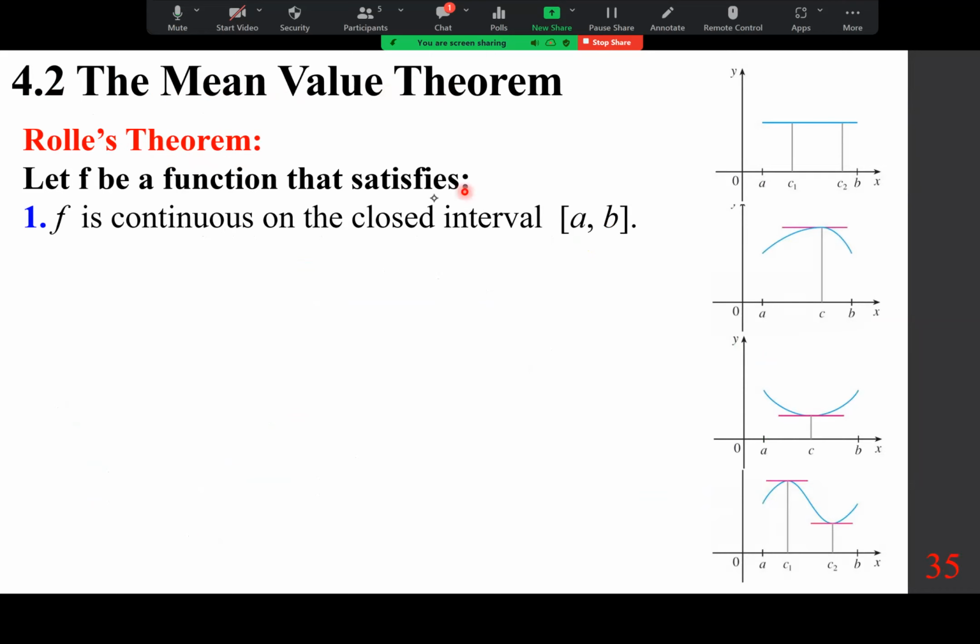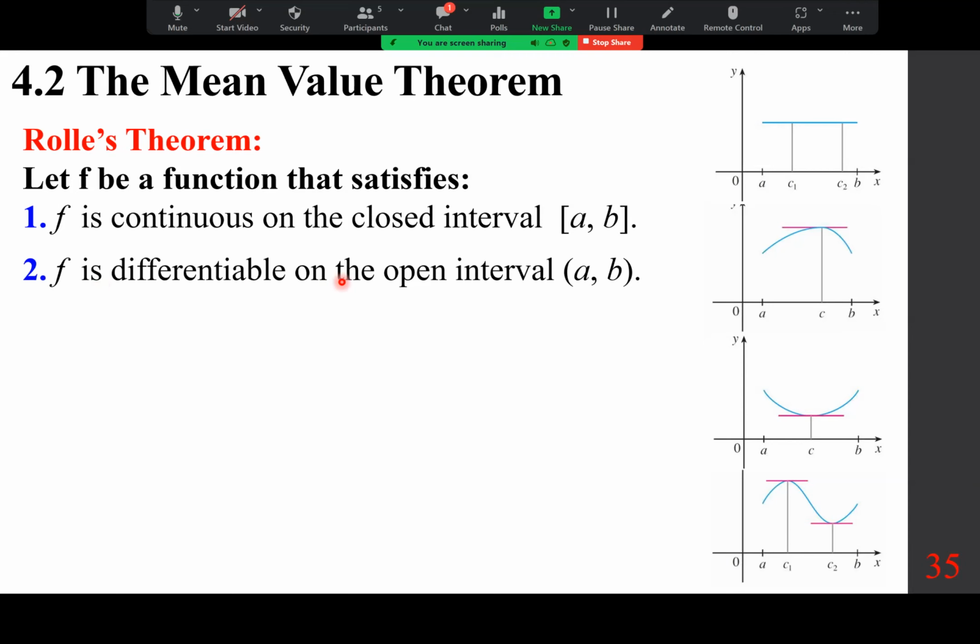Let f be a function that satisfies number 1, it's a continuous function on the closed interval a to b. Number 2, f is differentiable on the open interval a to b. Number 3, f of a equals f of b. The endpoints have the same y coordinates. That's the meaning of it. The y coordinates for the left side and the right side are identical. That's the meaning of f of a and f of b.